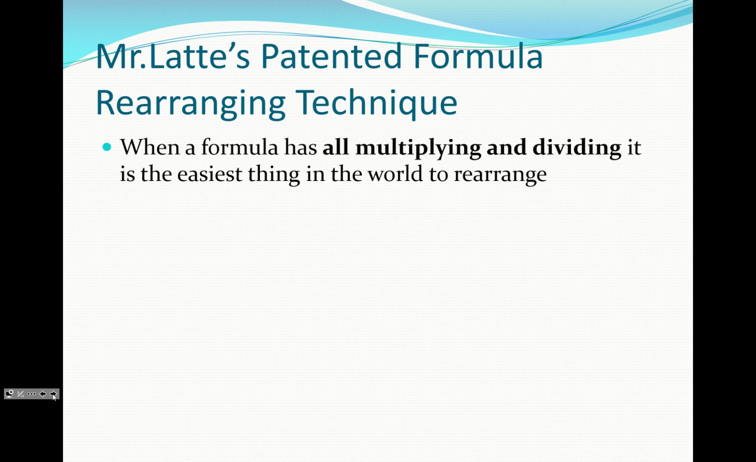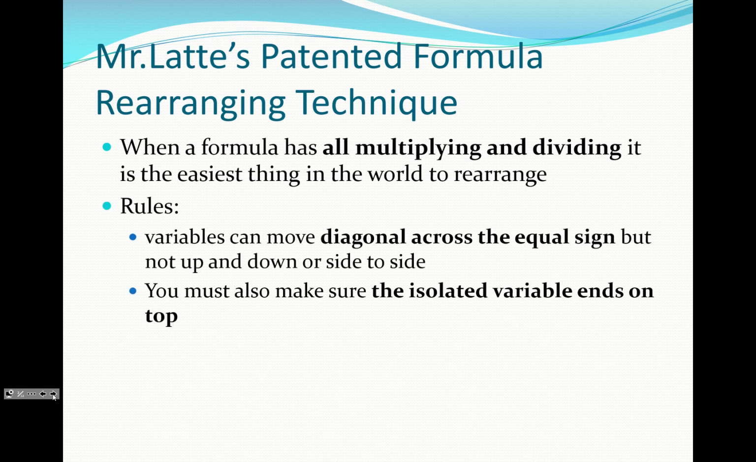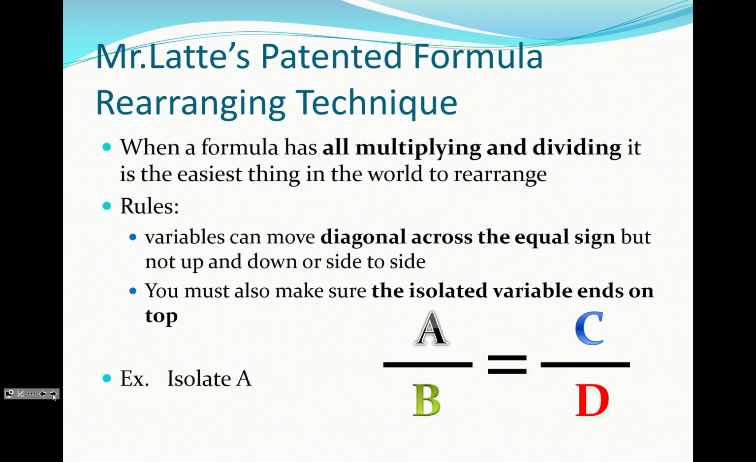When a formula has all multiplying and dividing in it, it's the easiest thing in the world to rearrange. There's just a couple rules. The variables can move diagonally across the equal sign, but not up or down or side to side. And you must also make sure that the isolated variable ends up on top. Those are the only two rules. So if you had an equation that looked like this, a over b equals c over d, this is how you would rearrange it.